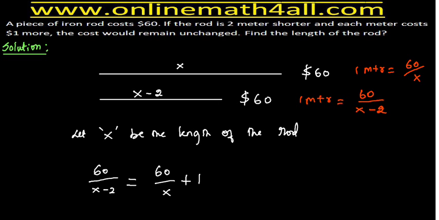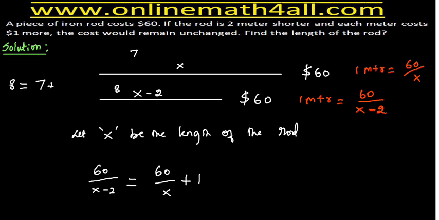For example, I already told you an example. If the cost of 1 meter of the original rod is $7, then the cost of 1 meter of the rod 2 meters shorter will be $8. Can we equate 8 and 7? Definitely those two values cannot be equal, because one is 8 and the other one is 7. If I want to equate these two values, I have to subtract 1 from 8. Then it will become 7, and 7 and 7 will be equal. Otherwise I have to add 1 to 7. If I add 1 to 7, it will become 8, and 8 and 8 will be equal.